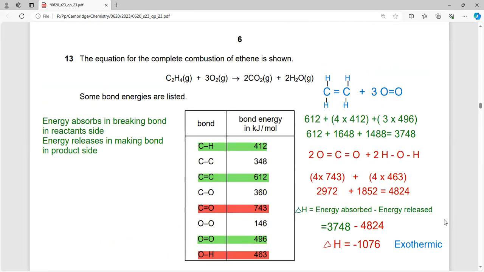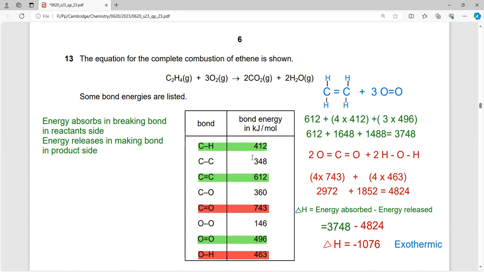Question number 13. The equation of the complete combustion of ethene is shown there. When ethene burns in the presence of oxygen and produces carbon dioxide and water, we can calculate the total bond energy in this chemical reaction. We have a concept: energy is absorbed in breaking bonds on the reactant side, while energy is released in making bonds on the product side. So energy absorbed we represent with a positive sign because it is going into the system, while energy released we represent with a negative sign because it is going out of the system.